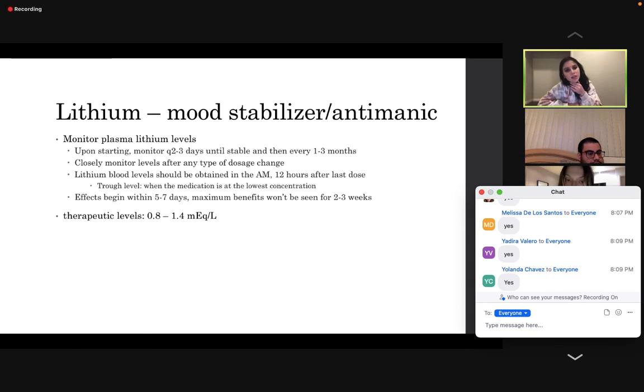Effects begin within 5 to 7 days. Maximum benefits won't be seen for 2 to 3 weeks. This entire slide is like an information explosion. Know this, tattoo it on your forehead. Trough level, therapeutic level, all important stuff.